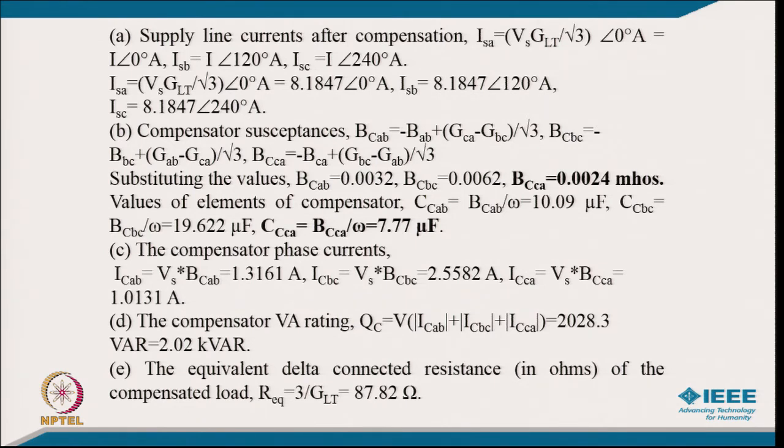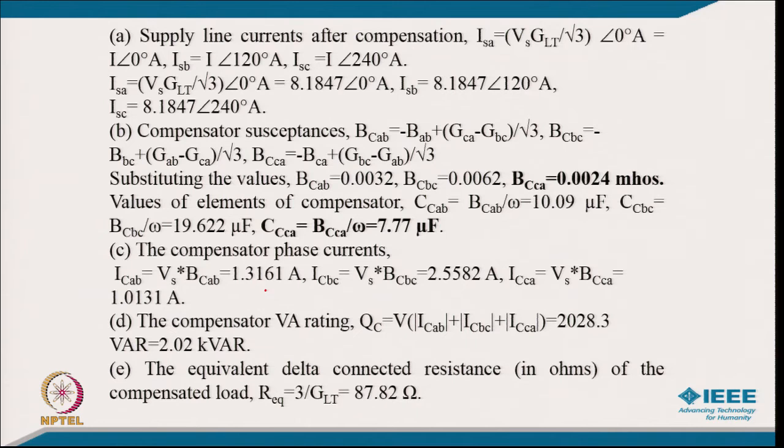Similarly, for B phase it is at the angle of 120 degree and for C at the angle of 240 degree. The compensator susceptances from this relation we can find in mho, and they correspond to capacitances. Across AB it comes to 10.09 microfarad, BC it comes to 19.622 microfarad, and line CA it comes to 7.77 microfarad. The total compensator phase current is Vs into these susceptances.